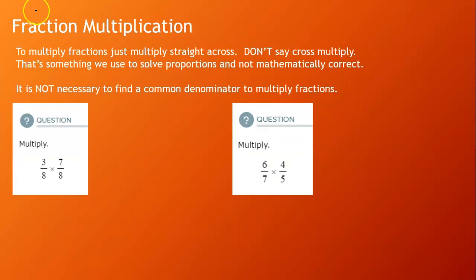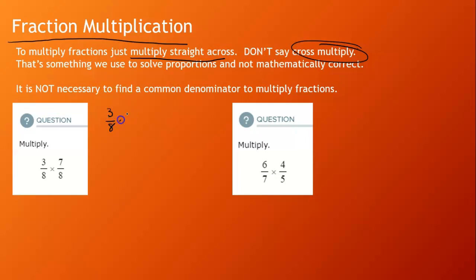Now, new heading here: fraction multiplication. And then you might want to write down multiply straight across. I want you to take out of your vocabulary "cross multiply." It is not mathematically correct to say cross multiply. Cross multiply is something that we use to solve proportions. And remember, we don't need a common denominator to multiply and divide, only to add and subtract.